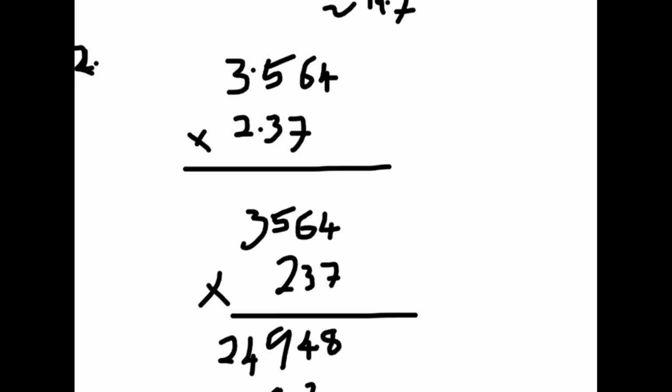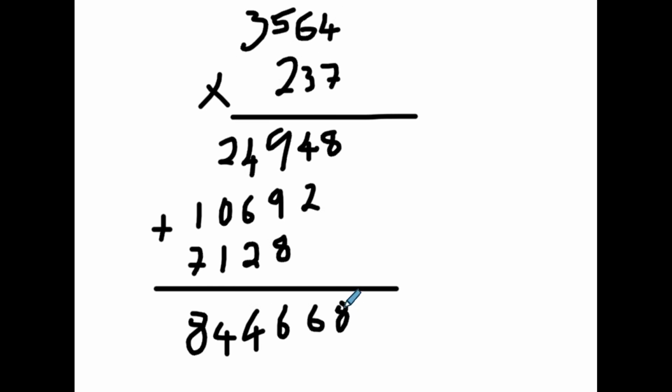I have 1, 2, 3, 4, 5 decimal places. I will count 1, 2, 3, 4, 5, and I put my what? Point here. So I have 8.4466, but we are asked to leave our answer in what?